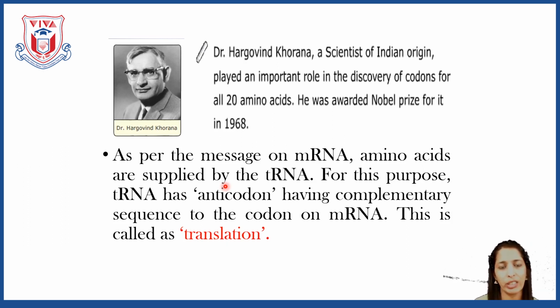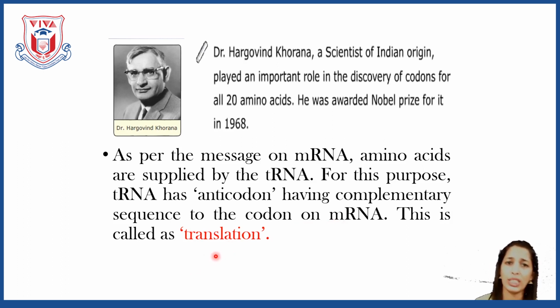So, this tRNA supplies whatever amino acids are required by this mRNA, right? Messenger RNA gives the information that I want such amino acids. These amino acids are provided by tRNA. Now for this purpose, tRNA has an anticodon having complementary sequence to the codon on mRNA. Now mRNA has some codes, triplet codon. Now tRNA provides this amino acid with the anticodon, and this process is called translation.